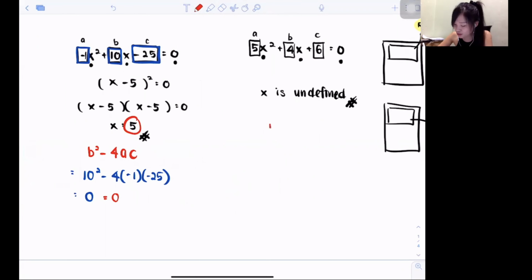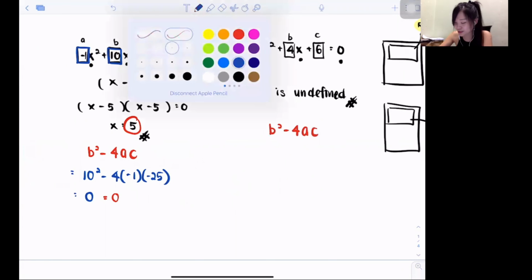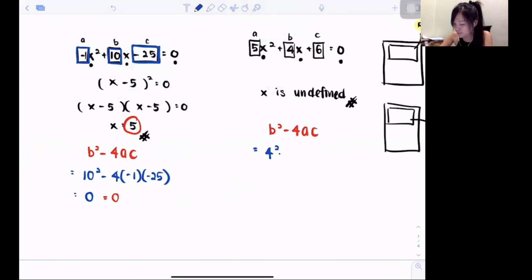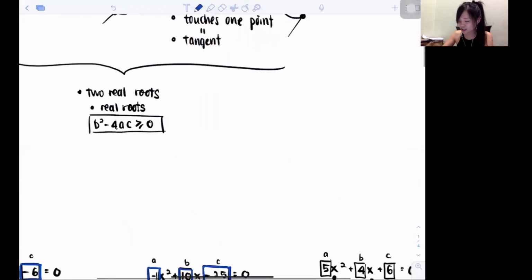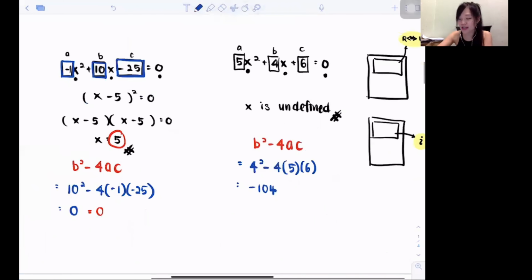Then the third one. I know now you guys will trust me already, but let's complete it, okay? I will still do the third one. So B is 4, A is 5, C is 6. I think by now you guys know where I get my A, B, C from. So I press the calculator, I get negative 104. What the value is is not important. I just want to know whether it is bigger, equal, or lesser, right?